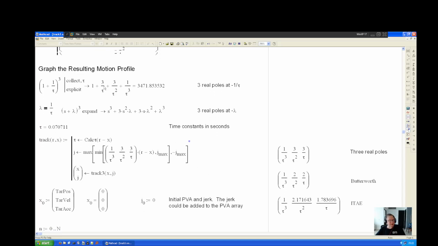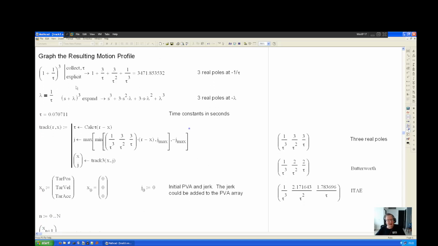So what I want to do is have the error between the reference and the target decrease using three real poles. And you want to have those on the negative real axis, so I've got them real. That way I don't have an overshoot. And I have them at negative 1 over tau. Now, normally I call 1 over tau the lambda right here. And these two equations are equivalent. One's kind of the inverse of the other.